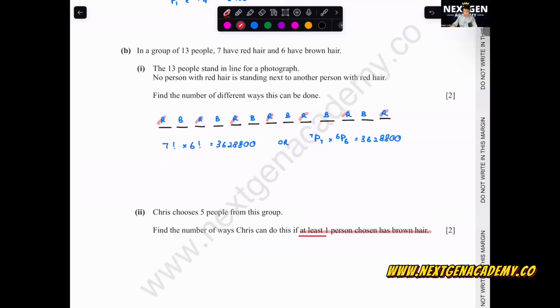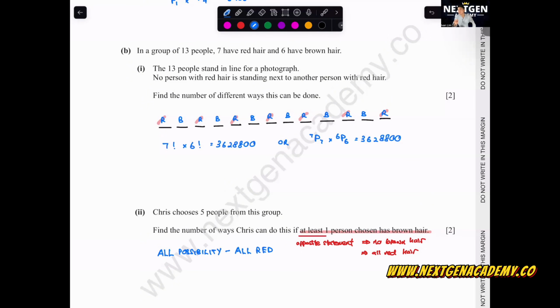So remember, with at least, you take the opposite statement, which is no brown hair. No brown hair, we can also say it's all red hair. This is how we interpret it. When they say the word at least, normally you will take the total, that means all your possibilities, minus this negative statement. So I want you to write down here: all possibilities minus all red.